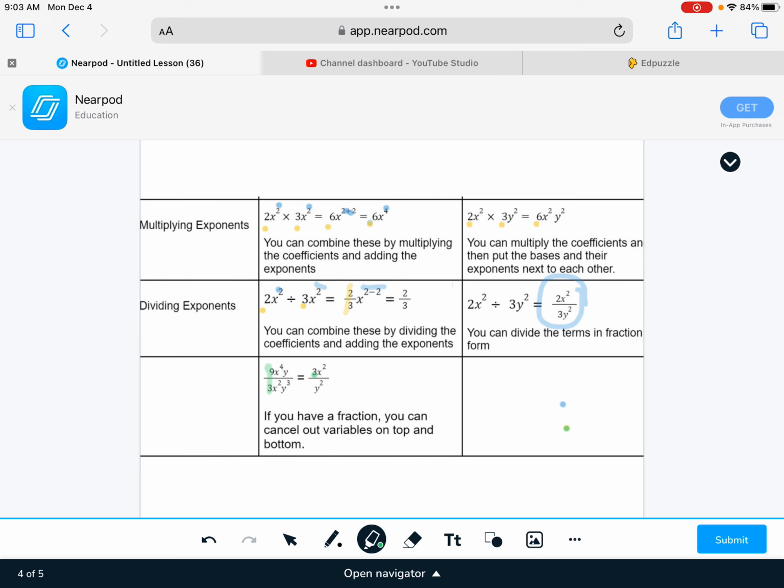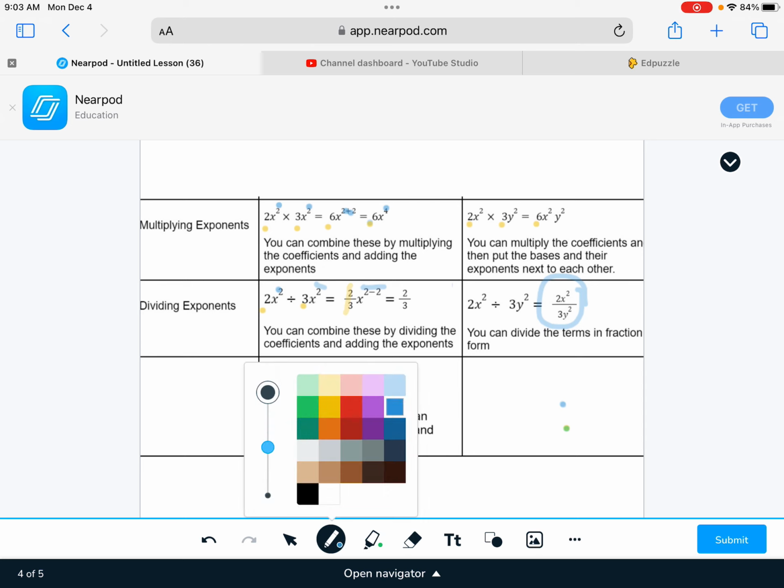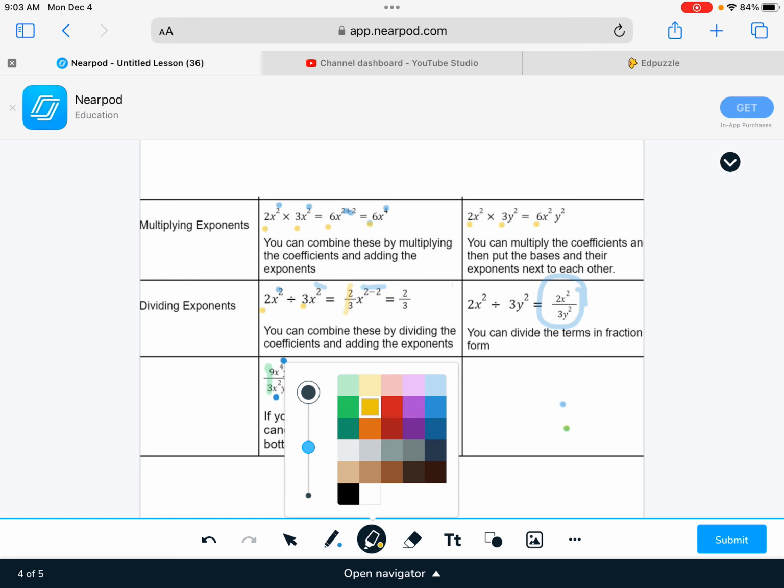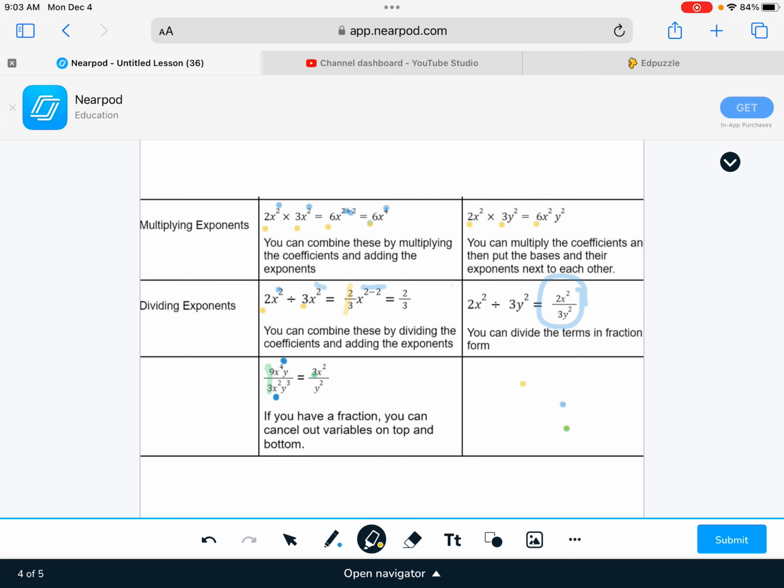When it says you can cancel out the variables, if you think really carefully about this, you have x to the 4 on top and x to the 2 on the bottom. If you take 2 x's away from the top and 2 x's away from the bottom to start canceling them, then you run out of x's on the bottom before you run out of x's on the top, and you still have 2 x's left at the very top of the fraction.